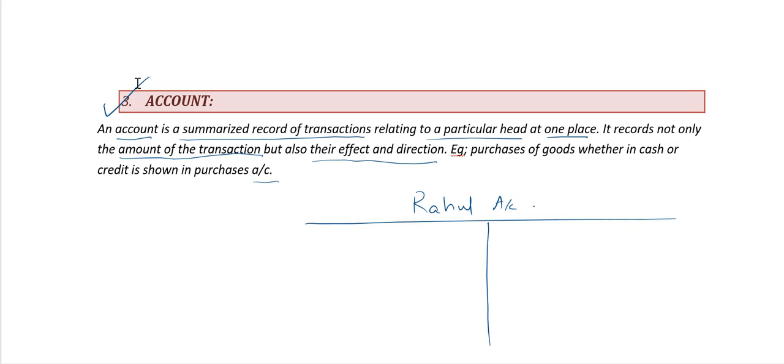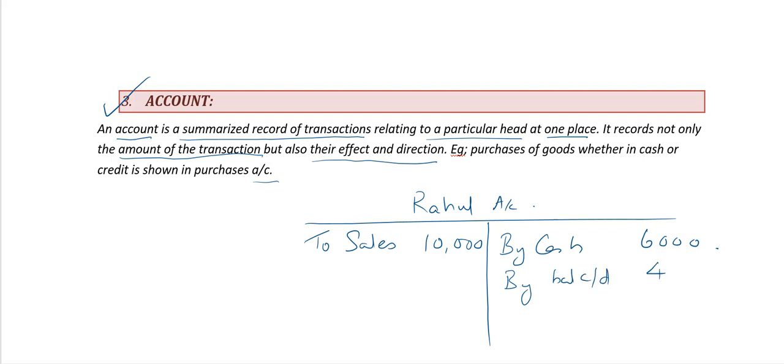When goods are sold to Rahul, it comes on this side. Two sales, let's say 10,000 rupees. Let's say Rahul pays cash of 6,000. It comes on this side. And the balance which has to be still paid by Rahul will be 4,000.